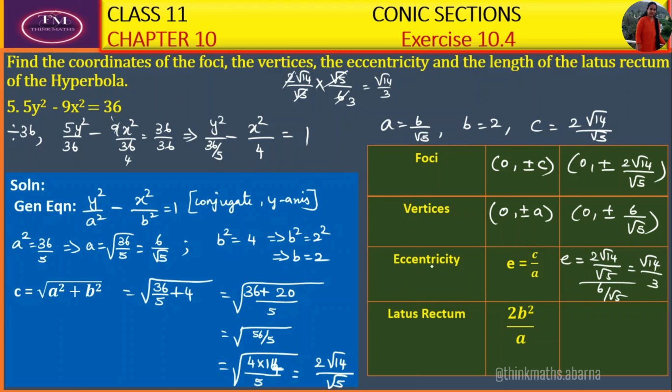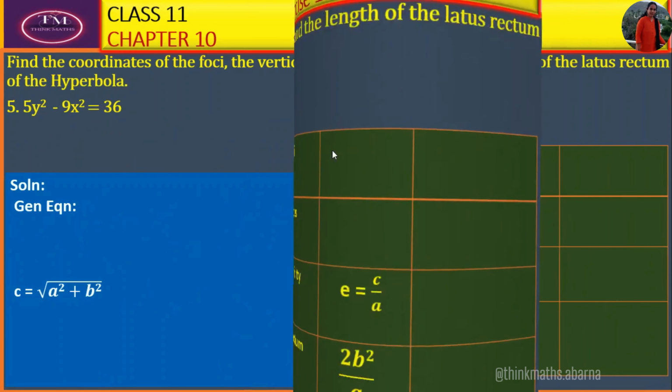This is the eccentricity. Next, latus rectum. Latus rectum is 2b square by a. What is b square? b square is 4. So 2 into 4 divided by a. What is a? a is 6 by root 5. So you can write it as 2 into 4. If we take this 6 by root 5 as a divisor, it will be reciprocal, so root 5 by 6. So 1 2s, 3 2s. So it is 4 root 5 by 3. 4 root 5 divided by 3. This is the latus rectum. Clear, children? Yes. So moving on to the sixth one.